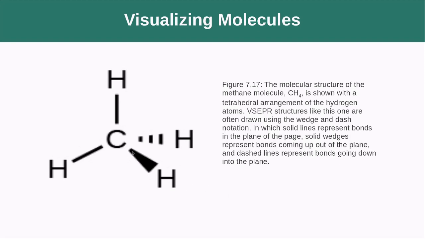I mentioned before that we use these wedges here to depict a hydrogen that's coming out of the plane of the paper, or the screen in this case, and we're going to use these dash lines to depict hydrogens that are inside of the plane facing away from us. You're going to see this kind of notation used extensively in organic chemistry if you continue to go on.